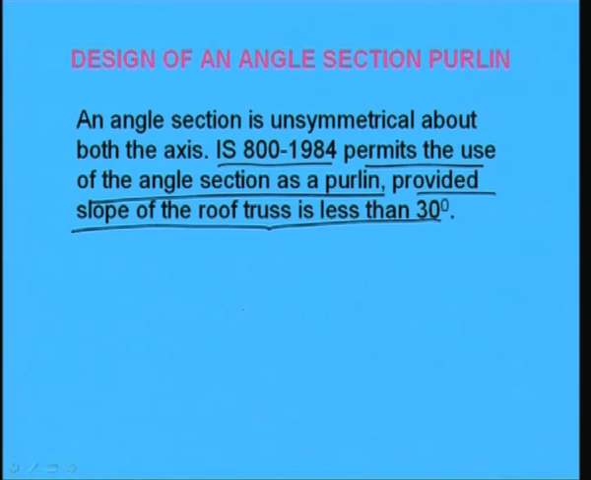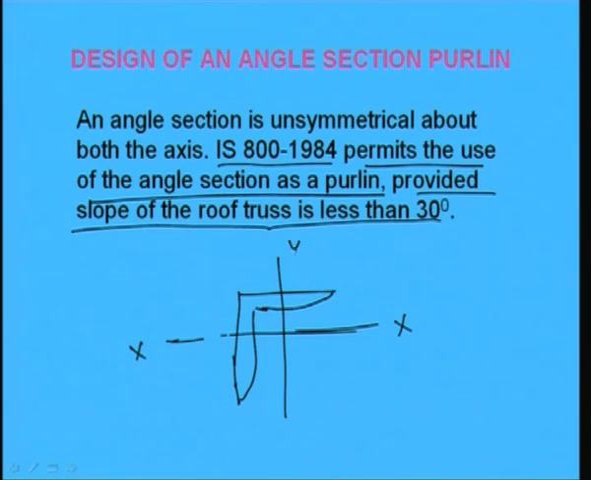So, angle section means, if I see the angle section, the complication we will be understanding is this. If we see it globally, say this is XX and this is YY, right. Bending may come in this direction also, which is VV, and bending may come in this direction also, UU, right.